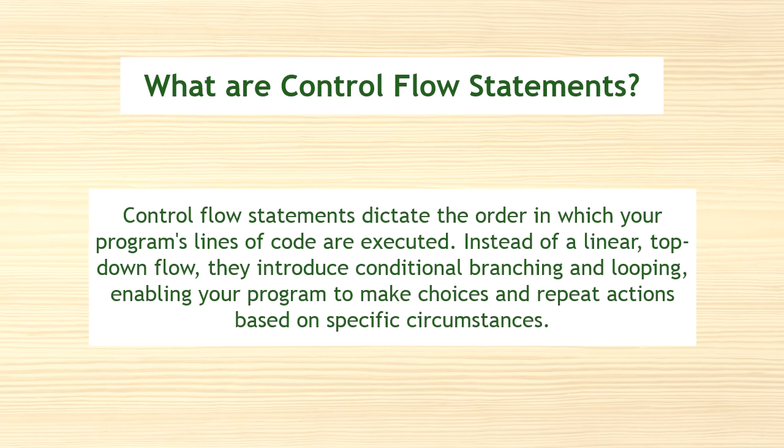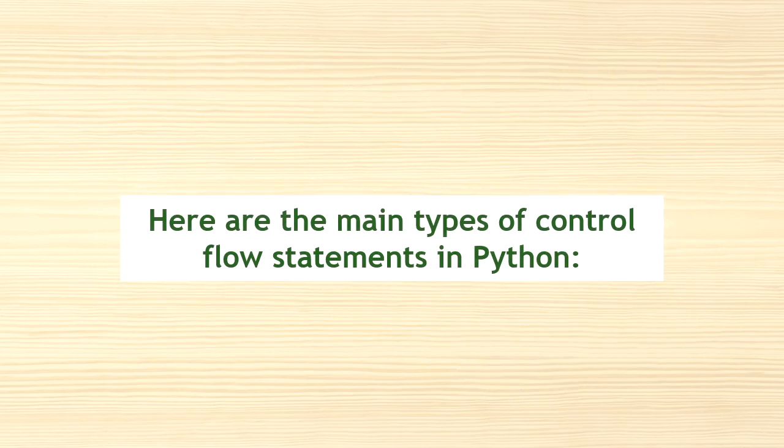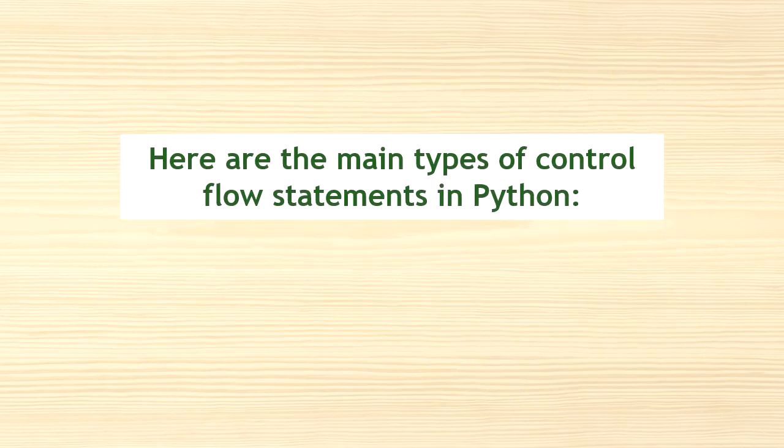Control flow statements dictate the order in which your program's lines of code are executed. Instead of a linear, top-down flow, they introduce conditional branching and looping, enabling your program to make choices and repeat actions based on specific circumstances. Here are the main types of control flow statements in Python.